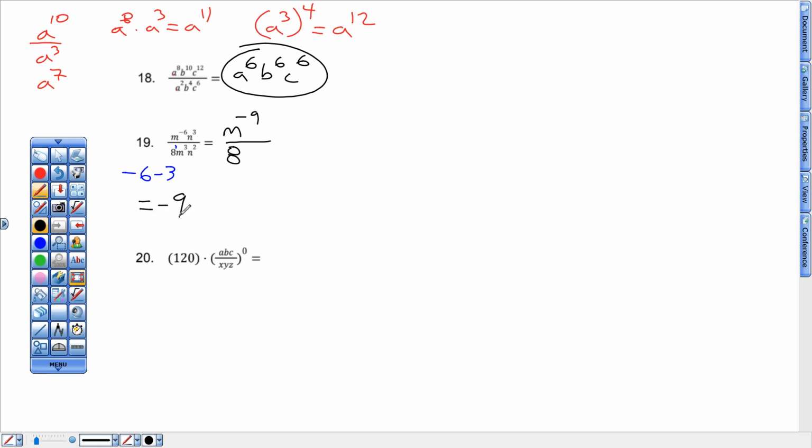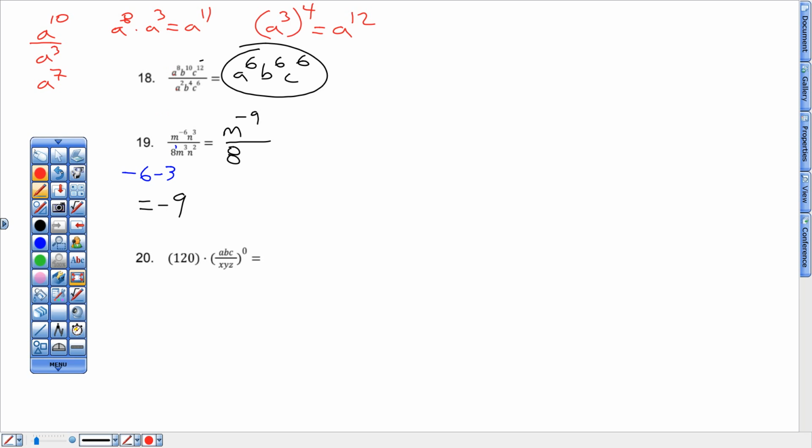Because this one right here didn't have to worry about that, because we just did 8 minus 2, right? 10 minus 4. We didn't have to worry about that. But if one of these was negative, then you would have had to do negative 8 minus 2. That would have gave you a to the negative 10 right there. Do you see that? All right. So this gives you m to the negative 9.